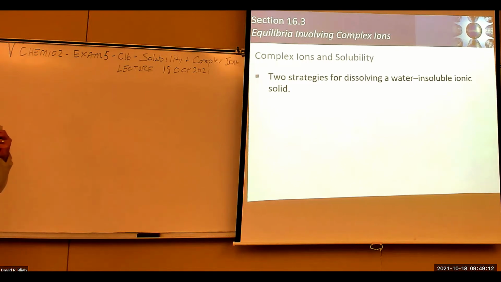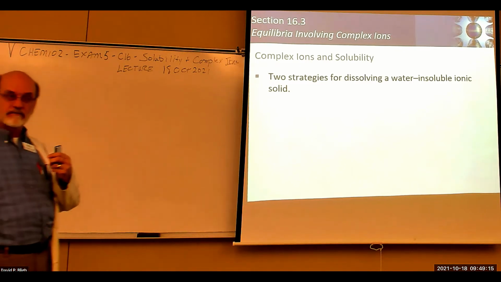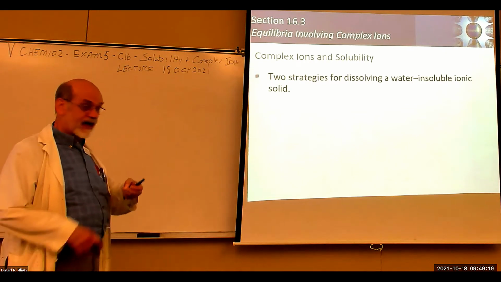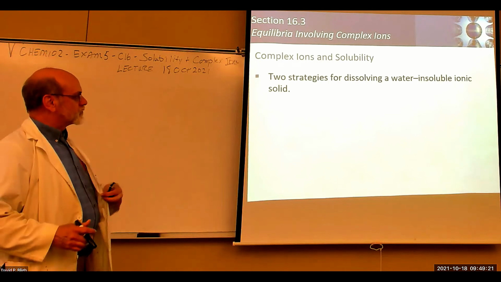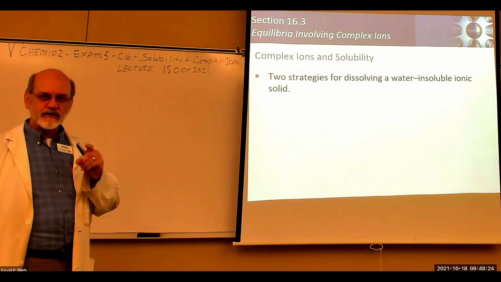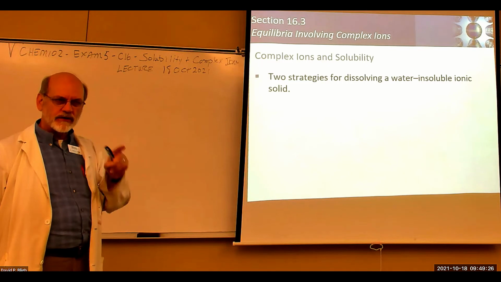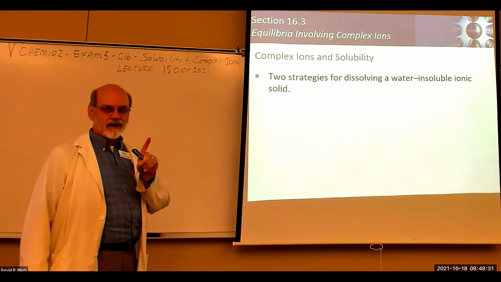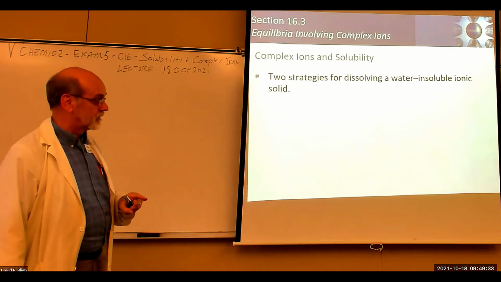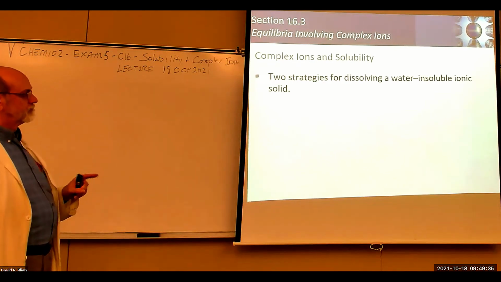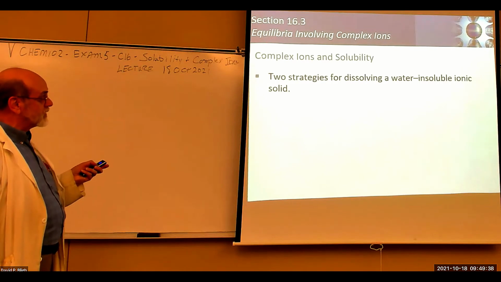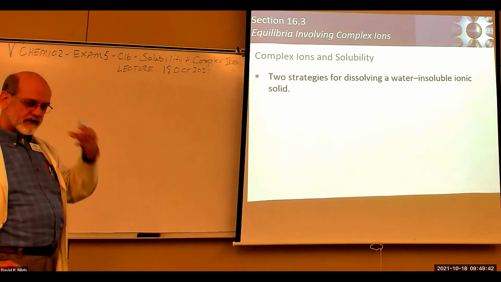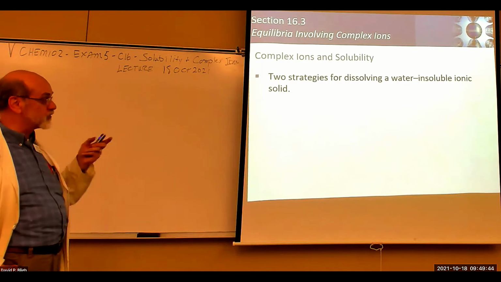Suppose we have a water-insoluble ionic solid, like silver chloride. Actually, any one. There are 2 ways to get that solid into solution. You want to make it go into solution. The first way we've looked at already, common ion. And the other way is complex ions. And it depends on the response of the solid to its environment as to which one works best.